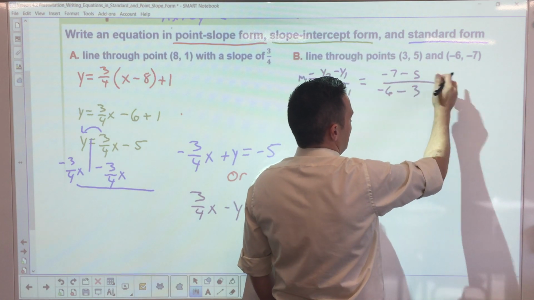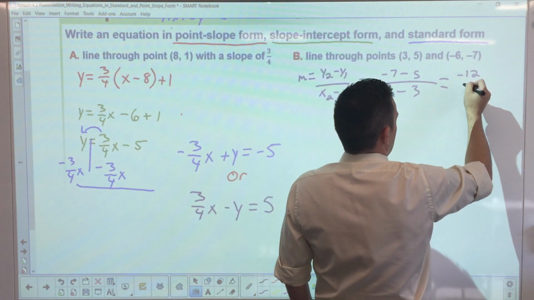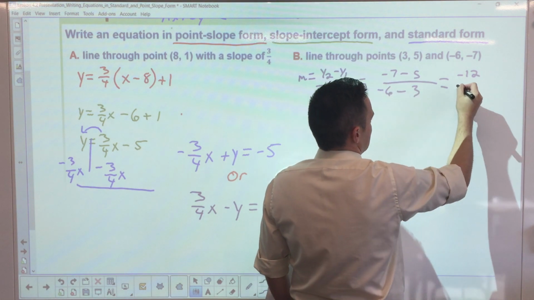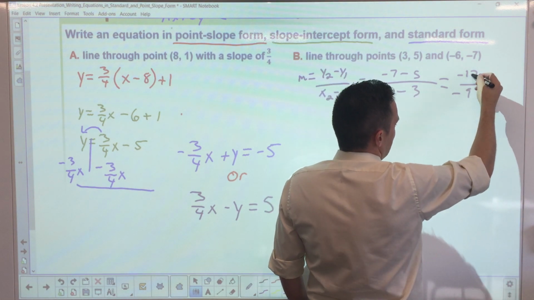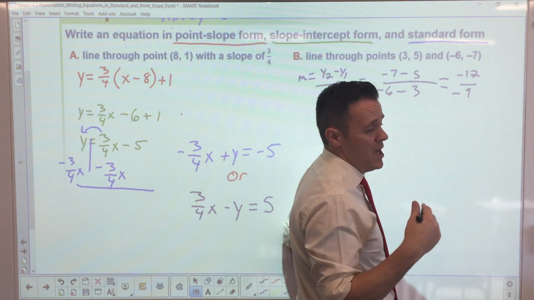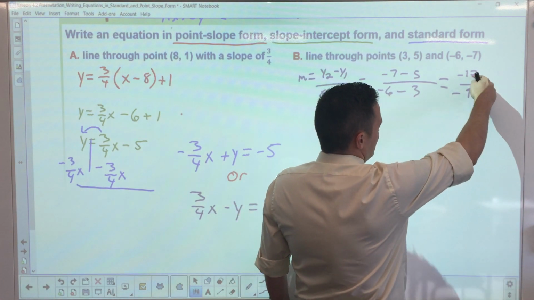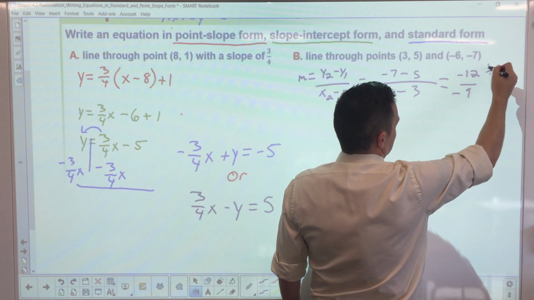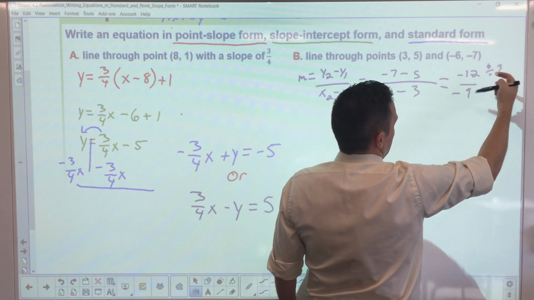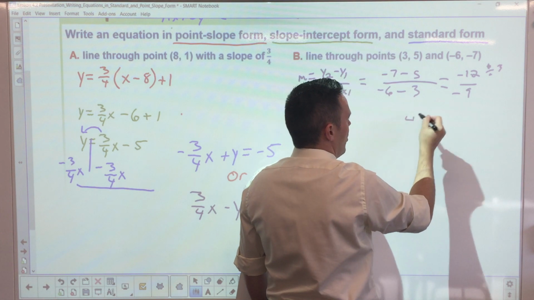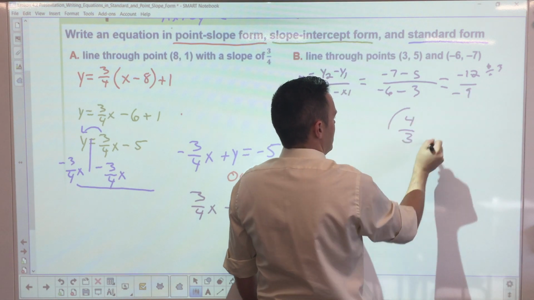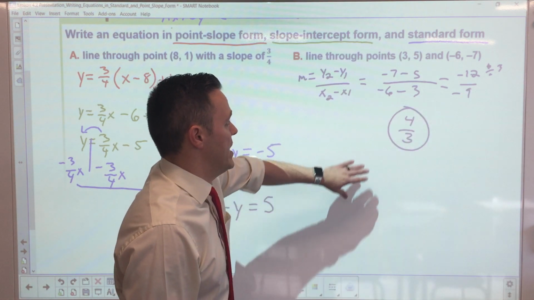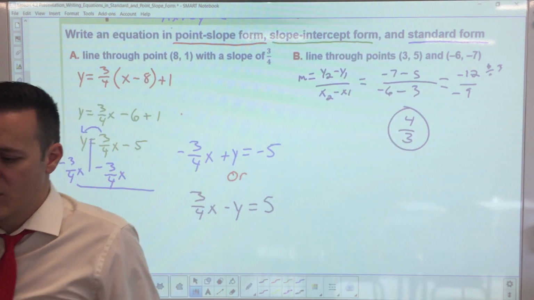Mark these together. 7 and 5 is 12, negative. And then the bottom here, 6 and 3 is 9, negative. A negative and a negative is going to be what, ladies and gentlemen? A positive. So you can actually divide each of these by 3. That would be 4 over 3. So there's my slope.